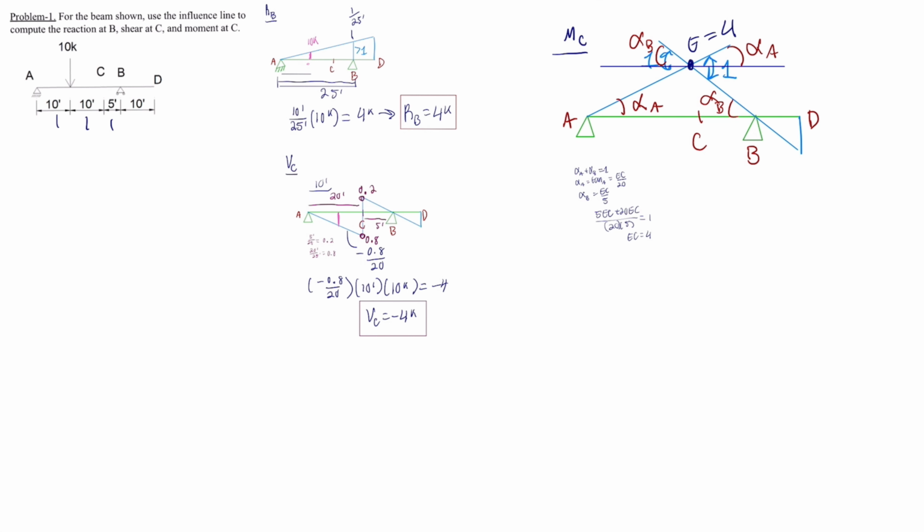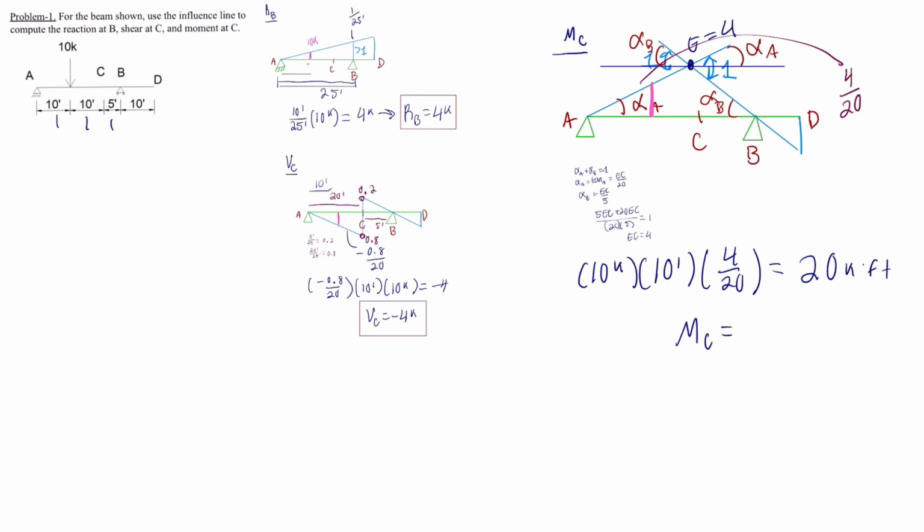And now we will draw where the point load is, which we know will be here. This will be where the 10 kips is. So now we know that we have to find this slope, which we know will be 4 over 20. So now we can solve for the moment at C by multiplying 10 kips, which is the point load, times 10 feet, which is the distance from A to the load of 10 kips, times the slope, which is 4 over 20, and we get 20 kip-feet. So the moment at C is equal to 20 kip-feet.